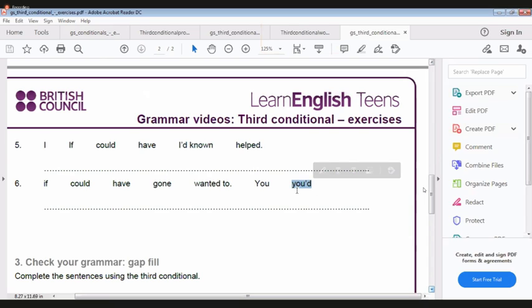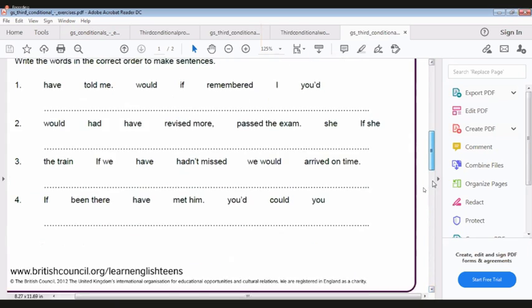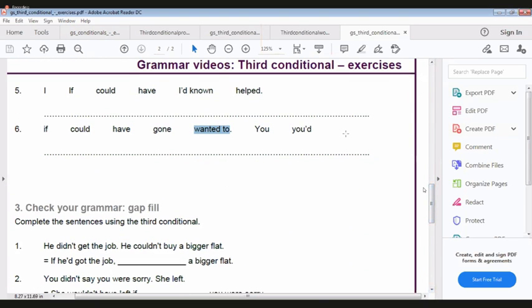So how do we put it in the proper order? If you had wanted to. So we have if, then we have you, the subject, then had, the past perfect form, then wanted to. So you could have gone if you had wanted to. Did you get it right, Himansa? Yes, ma'am. Okay. Tharinda, you should practice more. Okay?